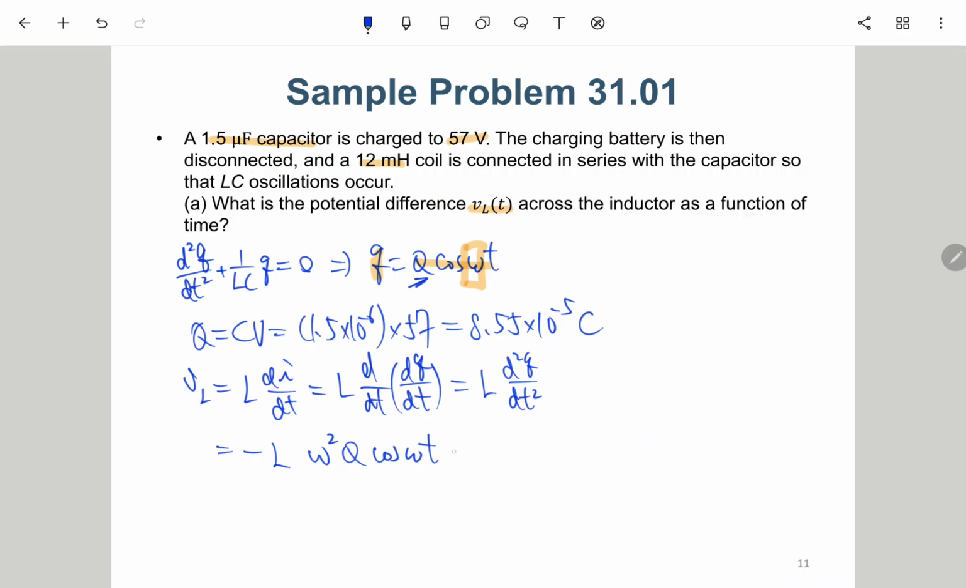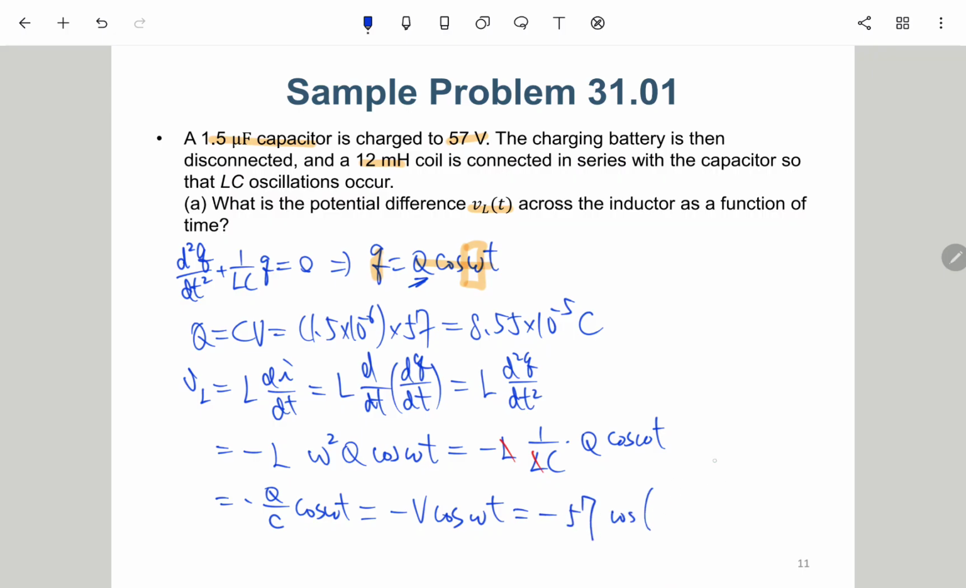Okay, and then we have a negative L, and omega squared is 1 over LC, and then times Q cosine omega t. So we can cancel this L and this L. So it turns out to be negative Q over C, and then cosine omega t, which is nothing but negative V cosine omega t. So it turns out to be negative 57 cosine of omega t.